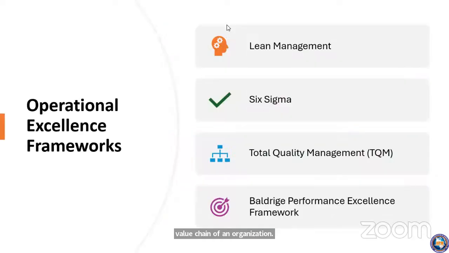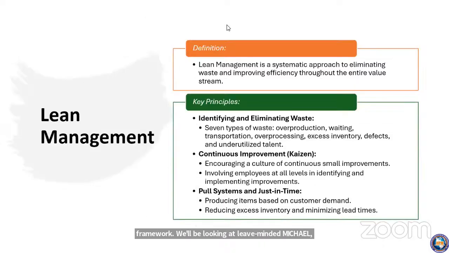Now, let's quickly look at operational excellence framework. We'll be looking at lean management, Six Sigma, total quality management, and the boundary performance excellence frameworks. Let's look at each of them. For lean management, by definition, lean management is a systematic approach to eliminating waste and improving efficiency throughout the entire value stream.